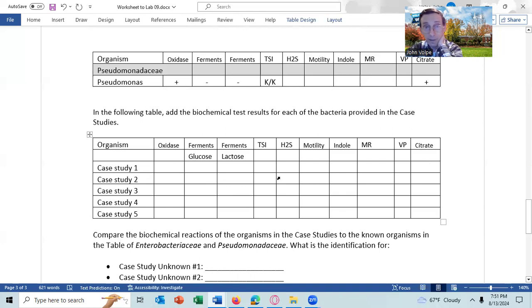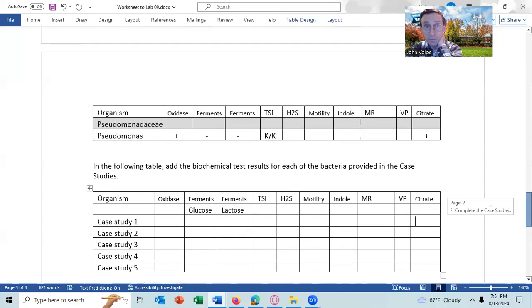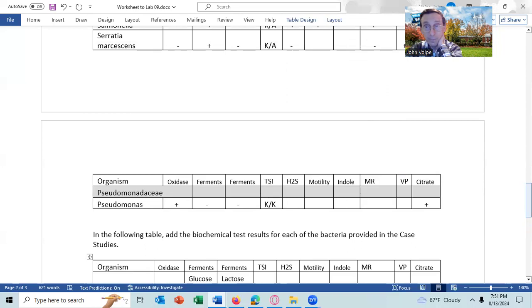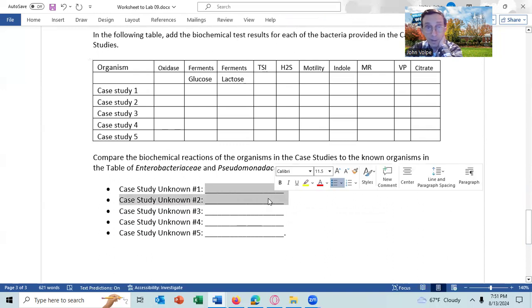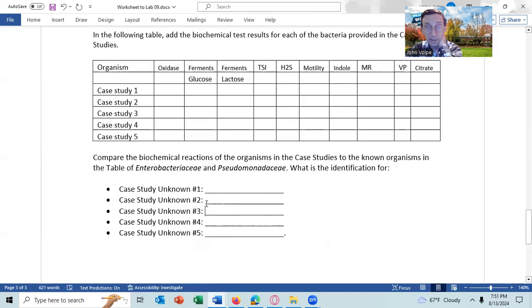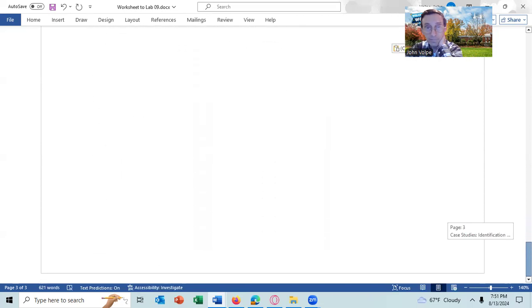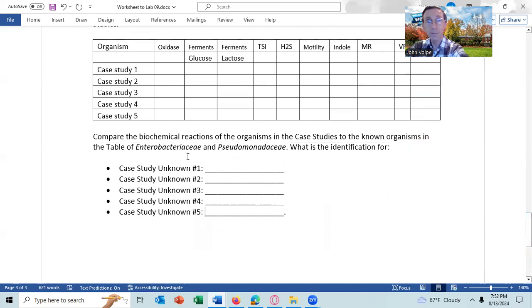But fill in the tests on this table here, and then look up to determine which organism it is, and then write what species case study unknown number 1 is here, and then what species case study unknown number 2 is here, 3, 4, 5, there. I'll discuss case study unknown number 1, and then the rest I'll let you guys do.